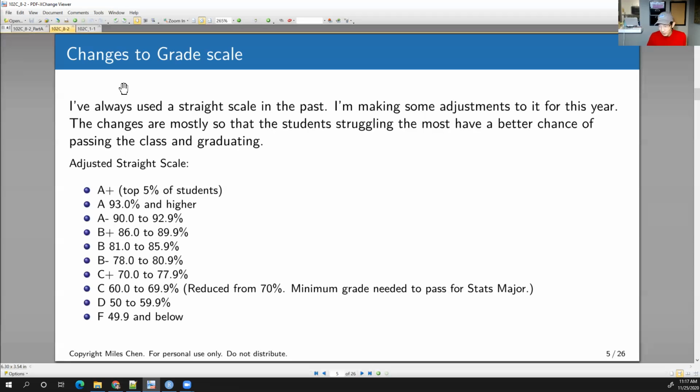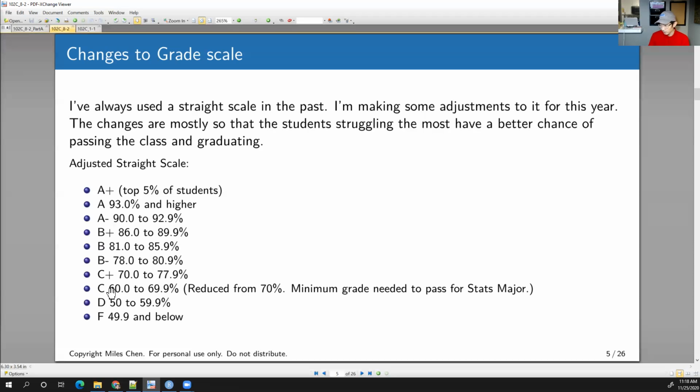This quarter has been rough on everybody. So the biggest change is I'm lowering the floor for what's required to get a C, which is what you need to pass and get credit for graduation and all of that. I'm lowering that from a 70 down to a 60%. Okay, and I think this will be enough of a change to help out a lot of students who are struggling with getting their assignments in.